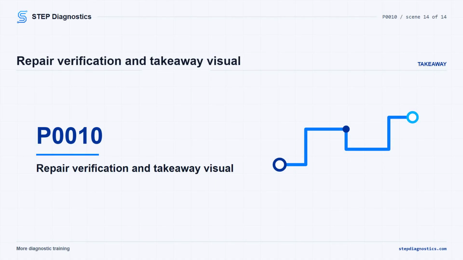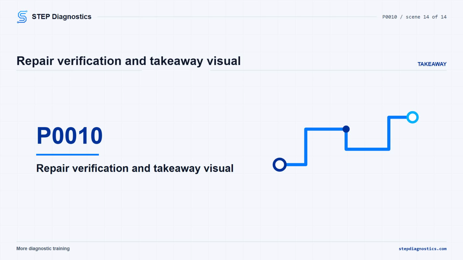After the repair is complete, verify the repair and confirm the code stays gone. Keep the verification separate from the circuit and component tests. Clear the fault, reproduce the operating conditions, and make sure P0010 does not return.